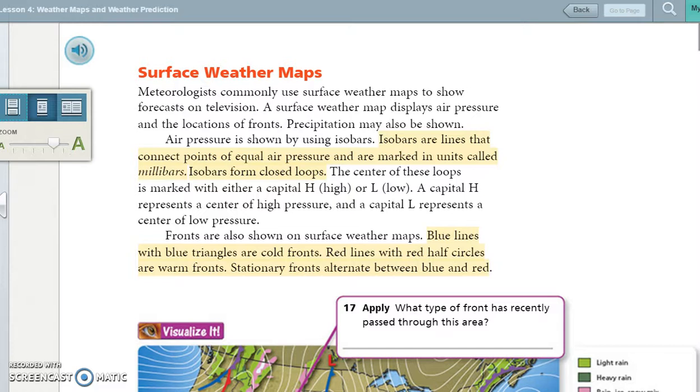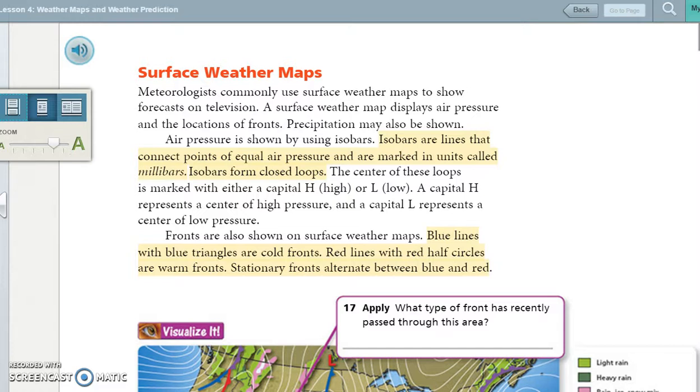Okay. All right, so the isobars are drawn on the map. You can see that at the bottom on the illustration of the weather map that they give you. So isobars form closed loops, and the center of these loops is marked with either a capital H for a high pressure area or an L for a low pressure area.